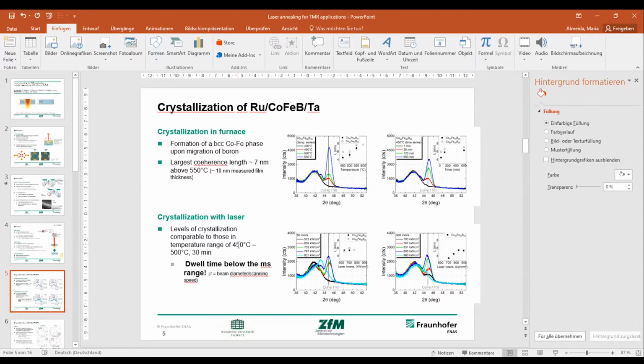And now, of course, in terms of the applications, this is actually quite good, even if with oven we can achieve higher levels of crystallization, because if we also think about the typical timescales that are involved in here, with furnace we were using 30 minutes annealing at least. And with this method, we are able to crystallize our layers with a typical dwell time below the millisecond range. And of course, we can even think of decreasing the time going for post-irradiation.